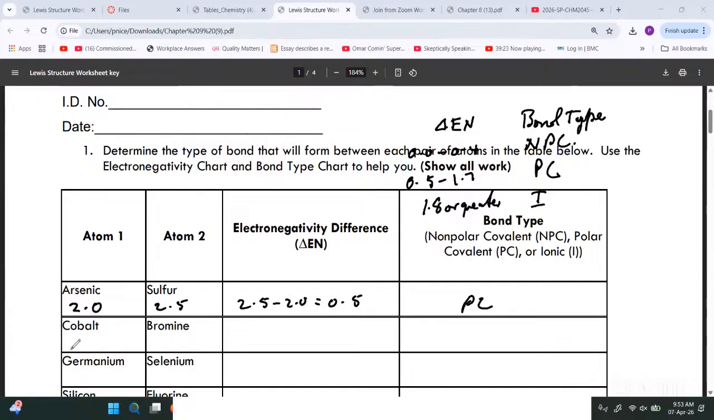All right. And basically you do the same for the others. What I want you to do right now is to complete this table. Find the values first for each of them, and then work out the difference, and based on the difference, you determine what type of bond we're dealing with.